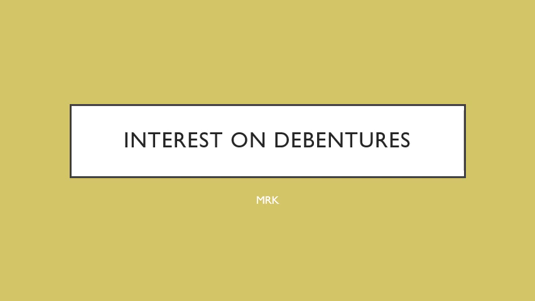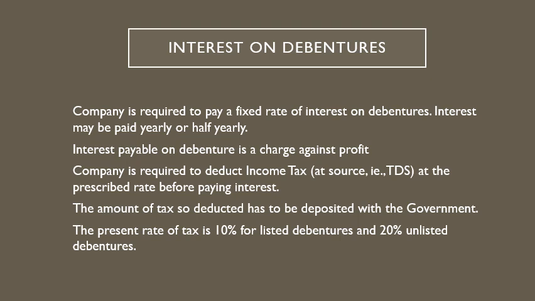Dear students, today's session is on interest on debentures. As you know, the companies have to pay interest on these debentures half yearly or annually. Company is required to pay a fixed rate of interest on debentures. This may be paid half yearly or yearly.